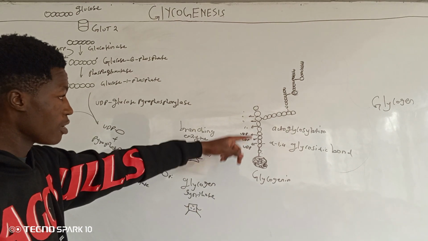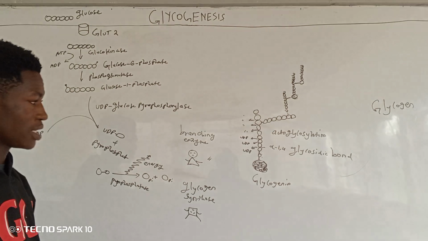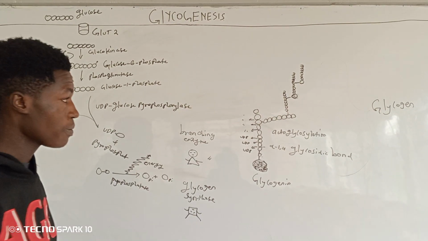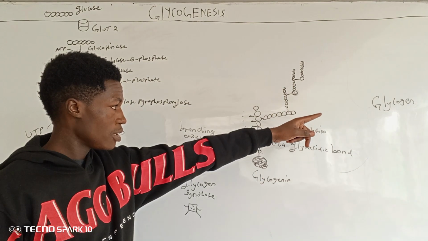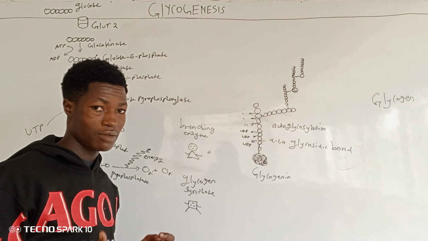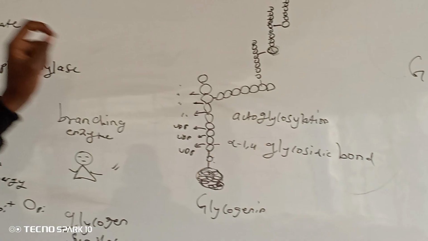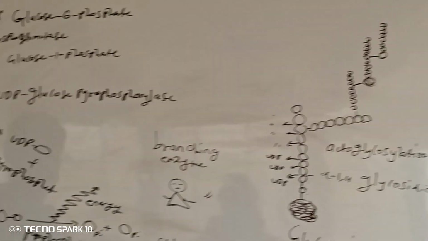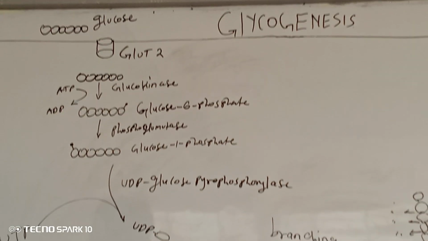Alpha 1,4 glycosidic bond, alpha 1,6 glycosidic bond, the enzymes, branching enzyme, glycogen synthesis, so that we finally have a glycogen molecule. When we need glucose in our body, we can break down the glycogen molecule in a process called glycogenolysis, which I'm going to discuss in our next video, so that we get the glucose molecules and they can be taken where they are needed. Glucose molecules will get to the cell via GLUT receptors.